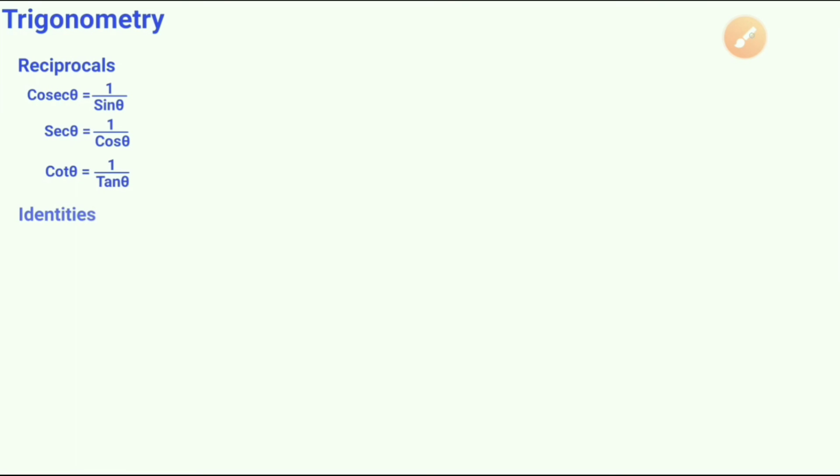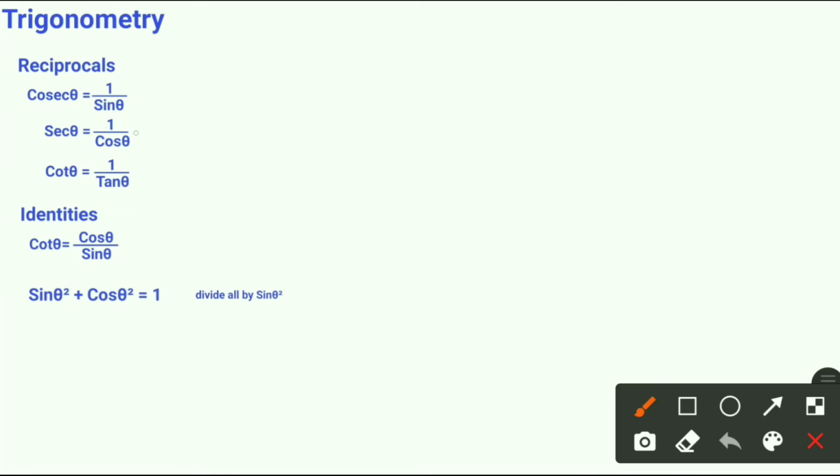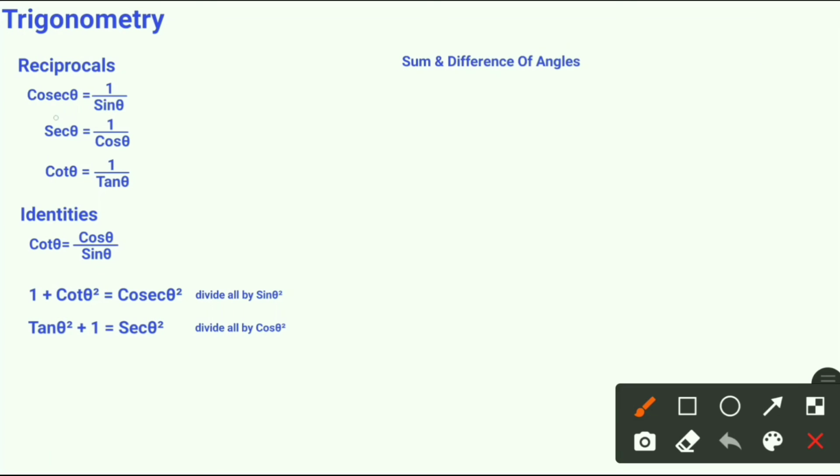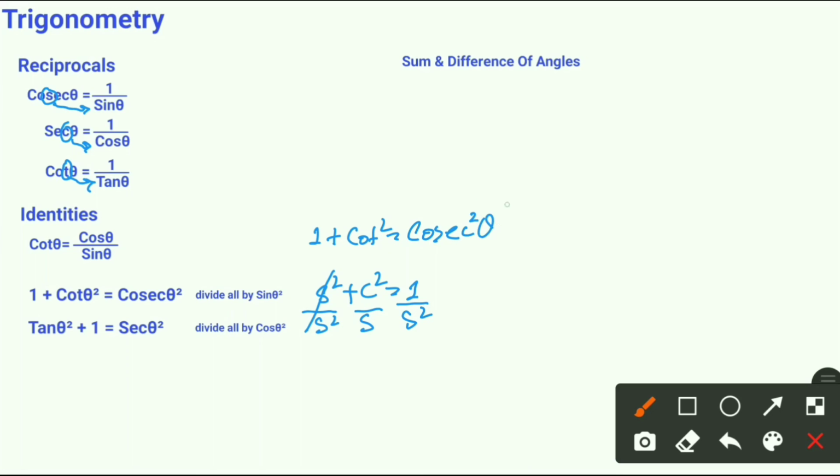Reciprocals. Okay, so this is new. These are the identities that you need to remember: cosec for sine, sec for cos, cot for tan. How to remember this? Cosec is for sine, sec is for cos, and cot is for tan. As for this one, let's say that we have the identity sine square plus cos square is equal to 1. Divide this all by sine square, and you will get 1 plus cot square equals cosec square. Okay, it has been shown here.